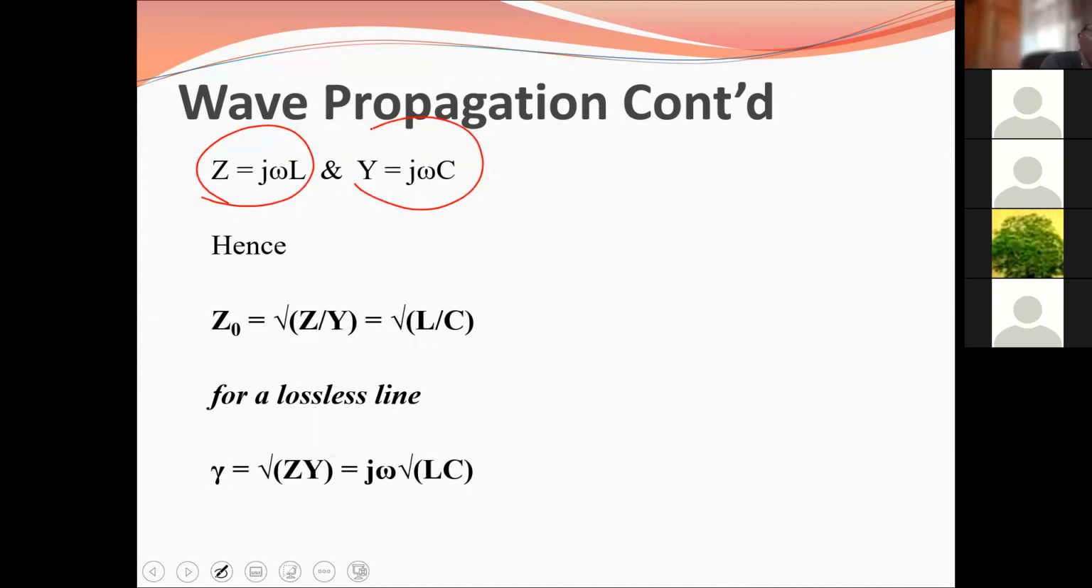So if we go back to our expressions, Z0 was equal to the square root of Z over Y, which gives us the root of L over C, since the j omega would cancel. So we're left with L over C. And for a lossless line, because the attenuation is 0, we know gamma is equal to the square root of ZY. That's what we found gamma to be equal to.